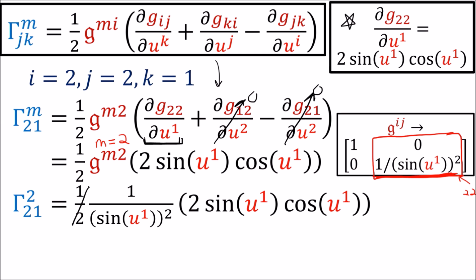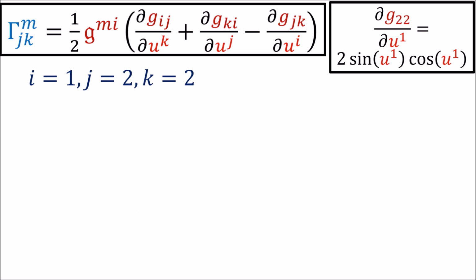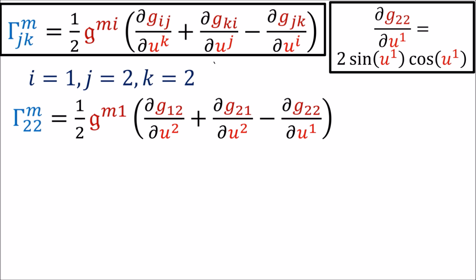And we can cancel the 1/2 and the 2, and we can cancel out one of the sines here. So we get that the 2, 2, 1 Christoffel symbol equals cos over sine, or in other words, cotangent of u1, which is exactly what we would expect. And that's also equal to the 2, 1, 2 Christoffel symbol, since we can swap the bottom indexes without changing the answer.